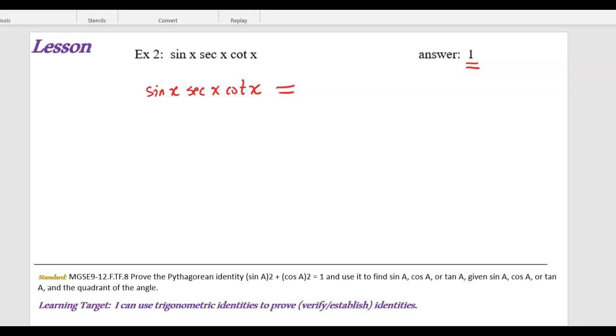Sine of x times secant of x times cotangent of x. Once again, rewrite everything in terms of sine and cosine. Put a dot if you want for multiplication so you understand. Secant of x is 1 over cosine of x. Cotangent of x is cosine of x over sine of x.